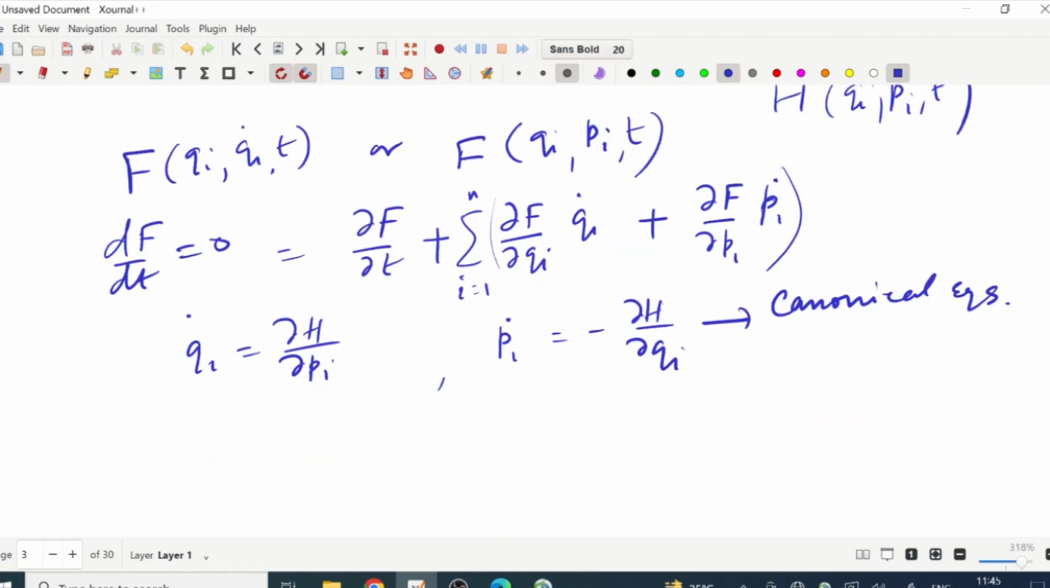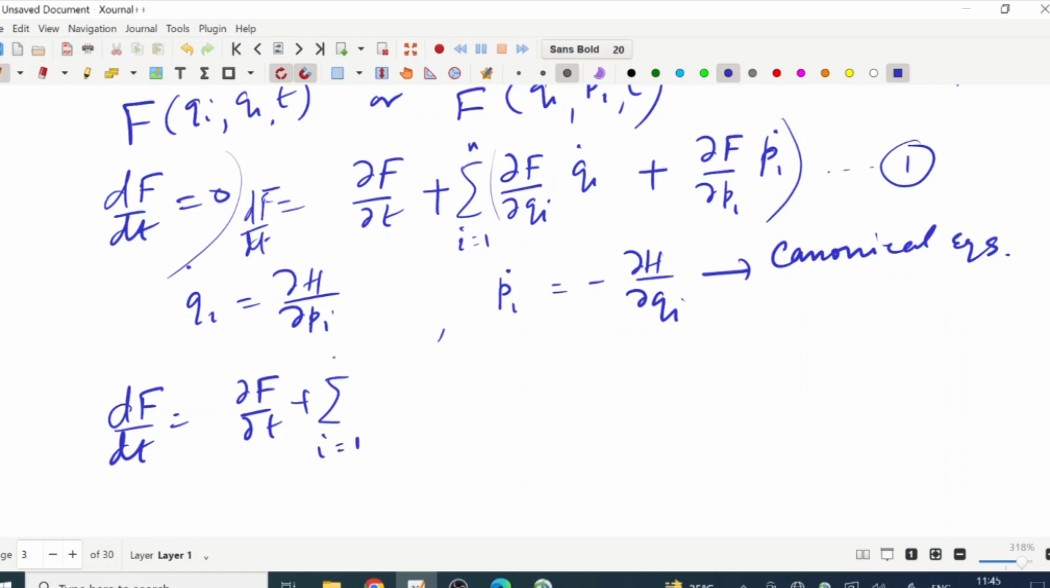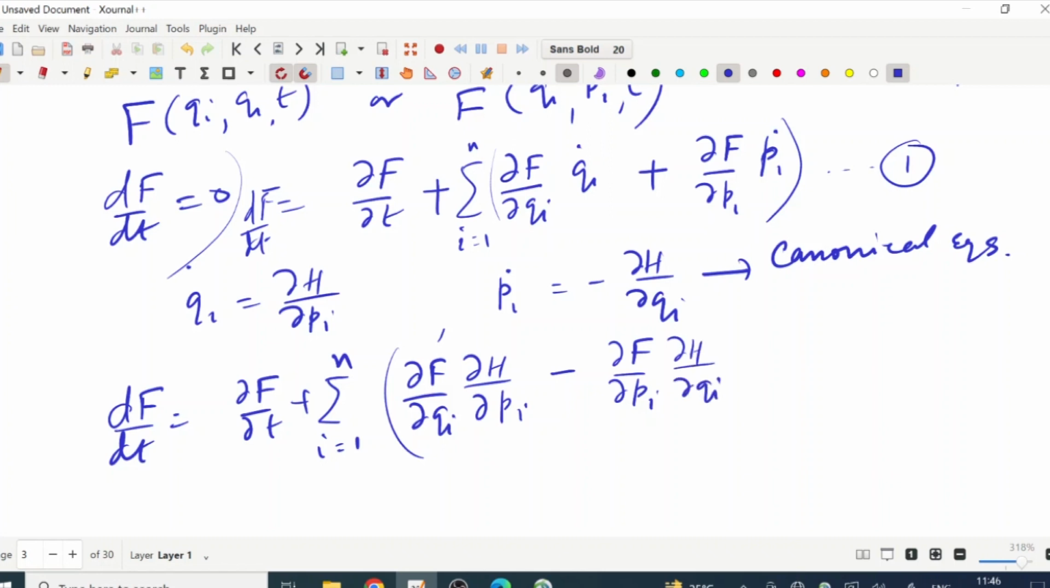If I use these canonical equations, let us denote this equation 1, in the expression of df dt, what will we find? So df dt is del f del t plus the sum over i from 1 to n of del f del q i times q i dot, which is del H del p i, and the second term, del f del p i times p i dot, which is minus del H del q i. That is why I wrote minus del H del q i.